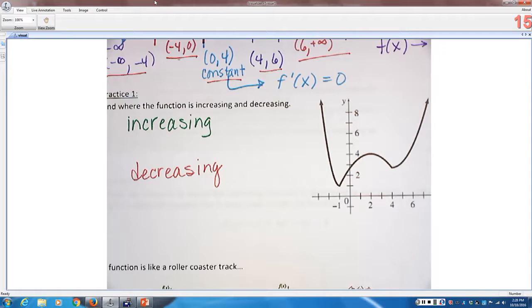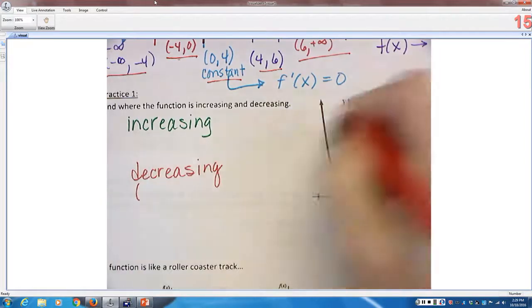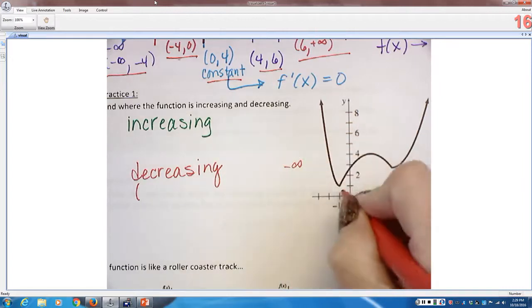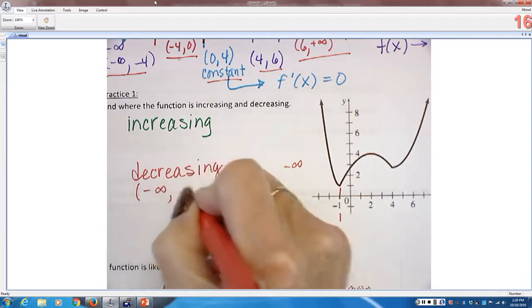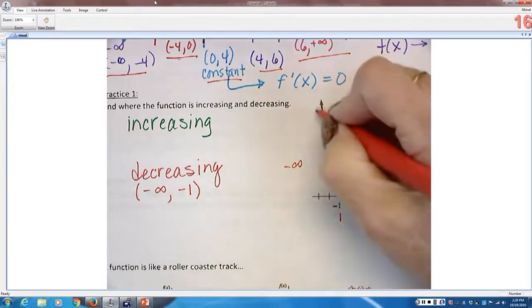Travis, where's the function decreasing? It's the one that says practice one. Say where it's decreasing. Not at a point, on an interval. Which interval, before -1 or after? Before. So that interval is from negative infinity, and it stops at -1. So it's decreasing here.